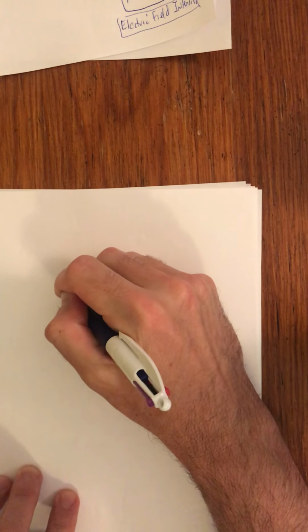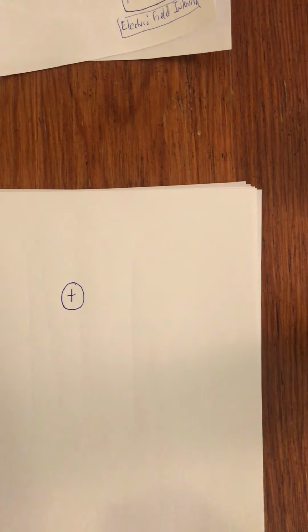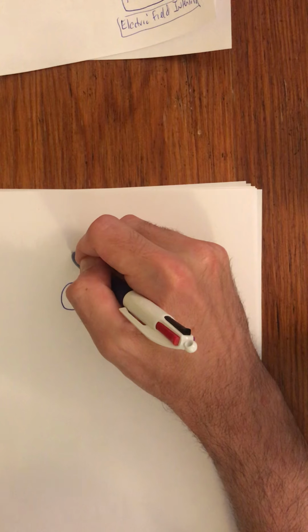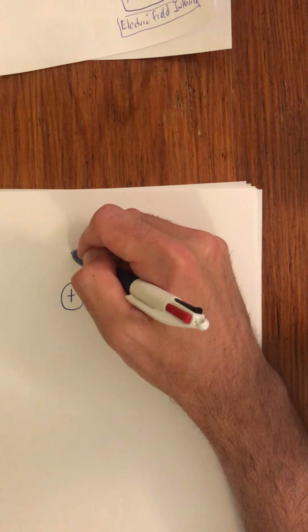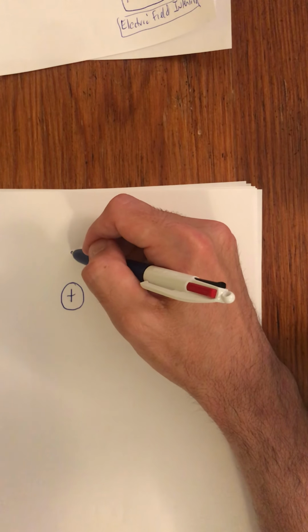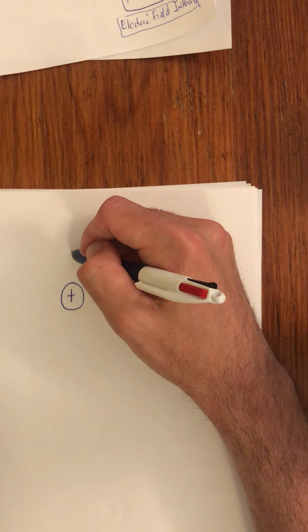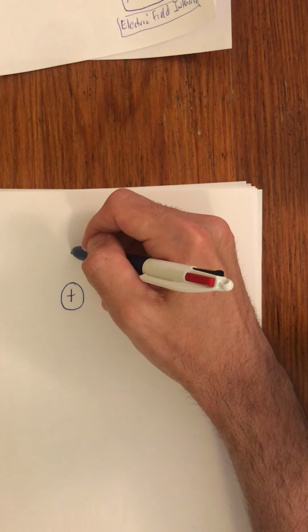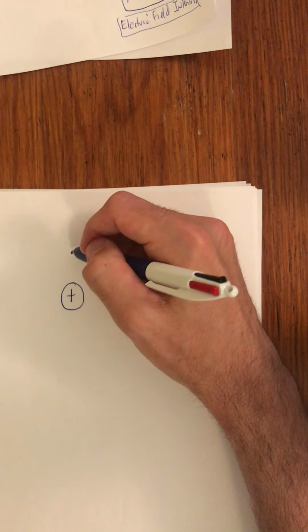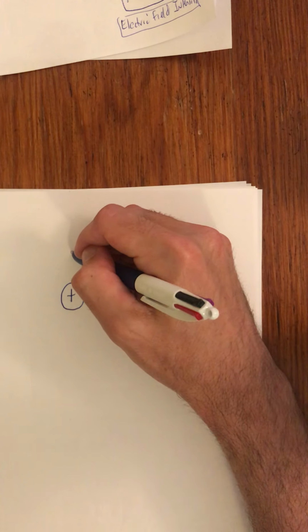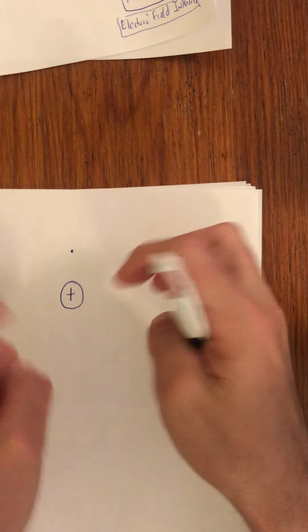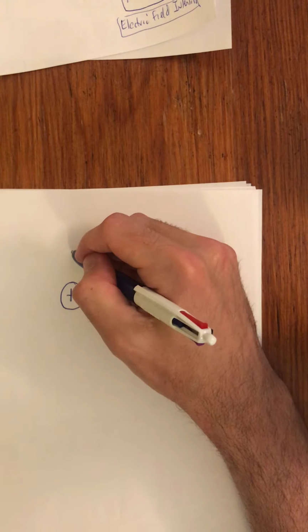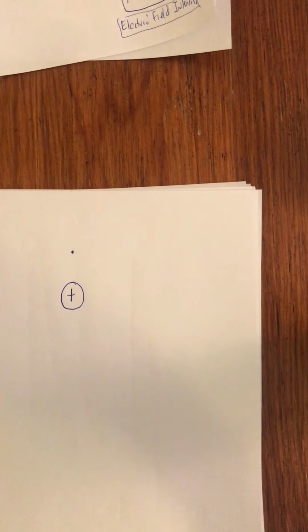Let's say I have a positive particle here, and let's say I were to put another positive charge at this location. What would happen to it? Well, we know that that positive particle would go away. It would experience a force. Since it would, quote unquote, fall away, it would have a certain amount of electrical potential energy.